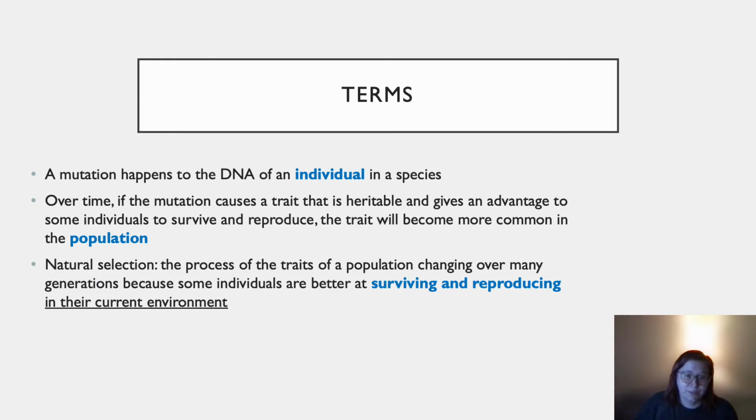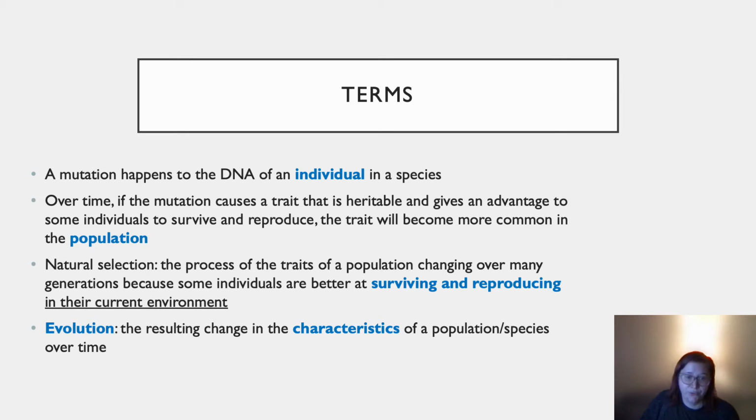Natural selection is the process of traits of a population changing over many generations because some individuals are better at surviving and reproducing in their current environment. So remember from the last video on adaptations that traits provide an advantage in their specific environment and maybe not in all environments.